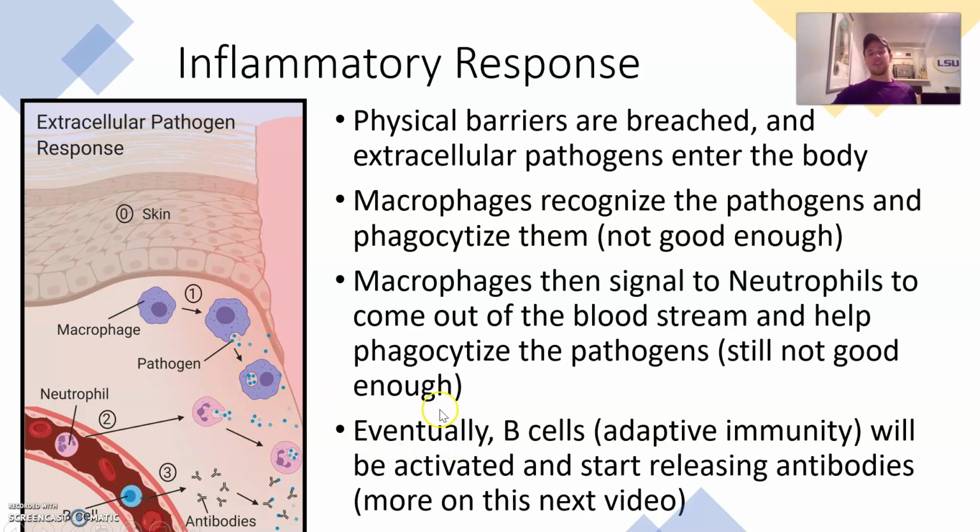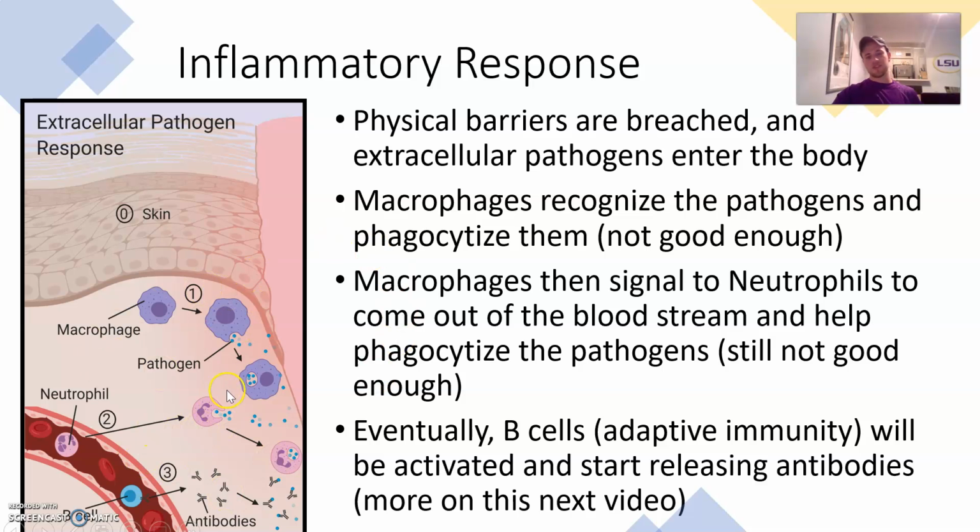The problem is that these two cells alone aren't typically good enough to overcome this pathogen. And so the next thing, and this is what we're going to talk about next, is that these two cell types, these neutrophils and macrophages, then signal to the body, oh, we need this thing called a B cell to secrete these things called antibodies, and we'll get into what that is in the next video. So this isn't comprehensive here yet.